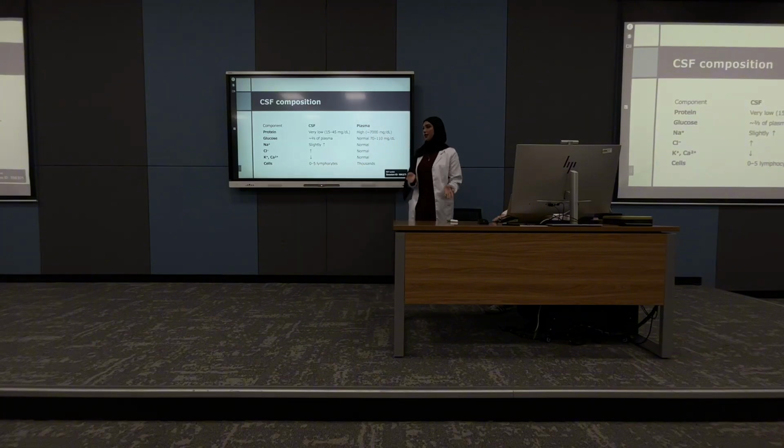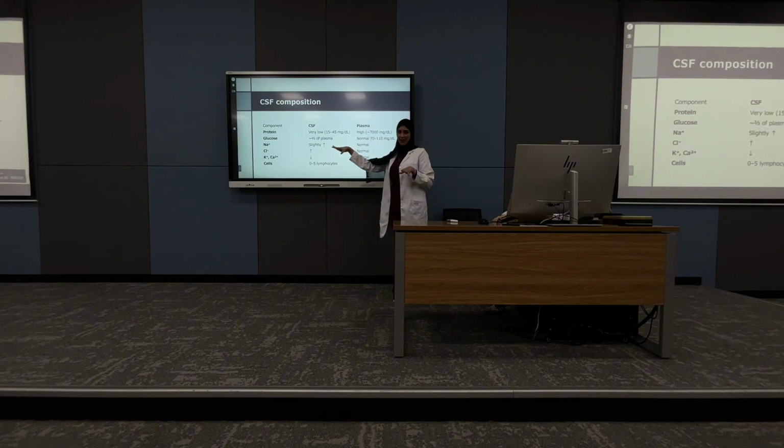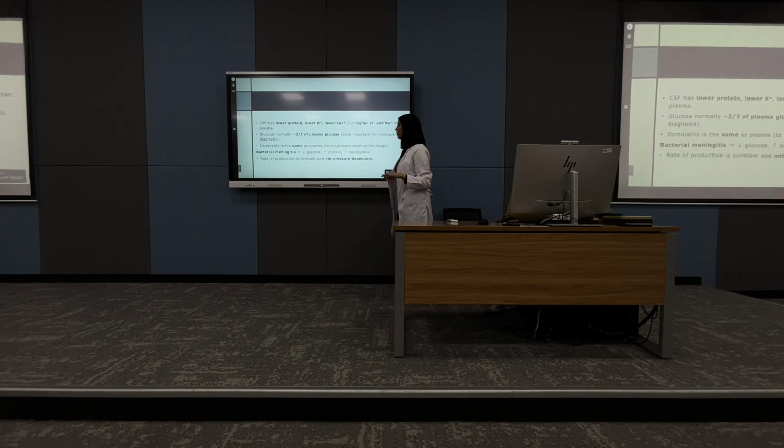So to summarize, CSF compared to plasma will have more sodium, more chloride, and glucose should be 2/3 of the amount present in plasma. So if it's 70 to 110, 2/3 of that. Do the math. Okay. Next, please. So lower protein, lower potassium, lower calcium, but higher chloride and sodium than plasma. Glucose, as I said, is 2/3 of the normal glucose present in the plasma, but for meningitis, it will be different.